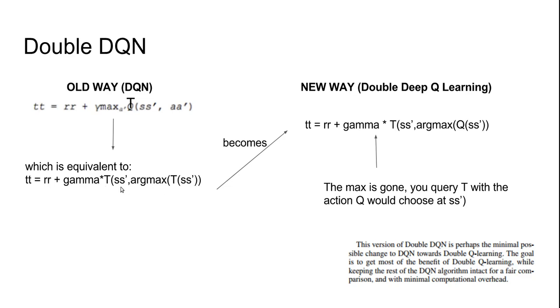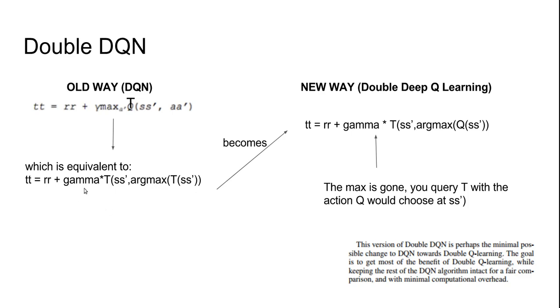So what does this do? This looks different, but if you first query t for s prime, you get all the action values again, and argmax finds the action that produced that best value. So querying t by s prime and using the value from that action will in fact be equivalent to this rule up here. So either way, you're getting the best value for taking the best action.